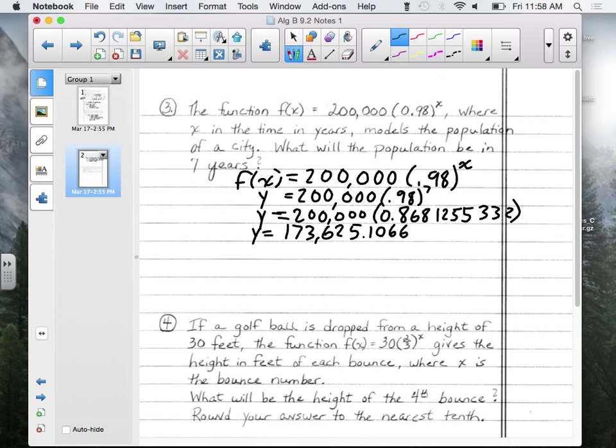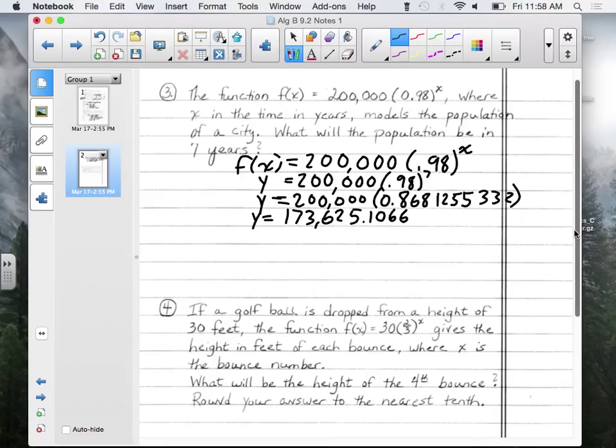All right, so it looks like everyone got to this answer, 173,625.1066, right? Is that our final answer? No? Because what are we dealing with in the function? Do we have 0.1066 of a person? Yeah, we can't really do that, can we? So we would round to the nearest whole number because we can't have a fraction of a person. That's kind of sketchy, isn't it? So our final answer will be people.